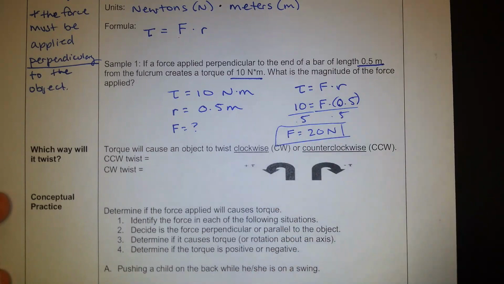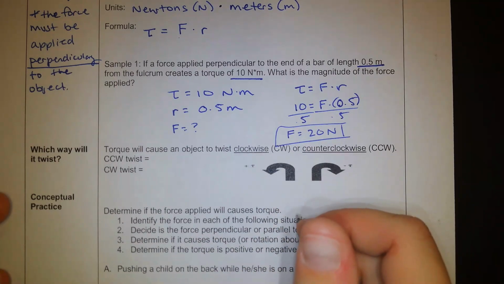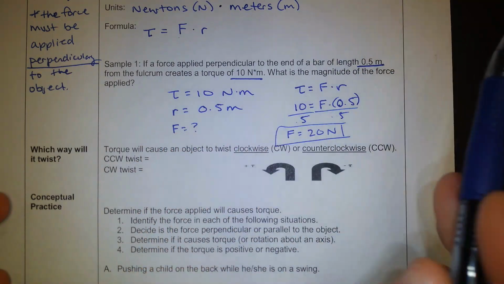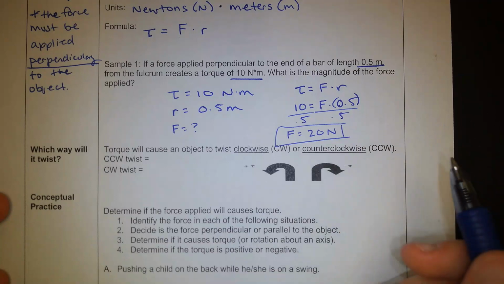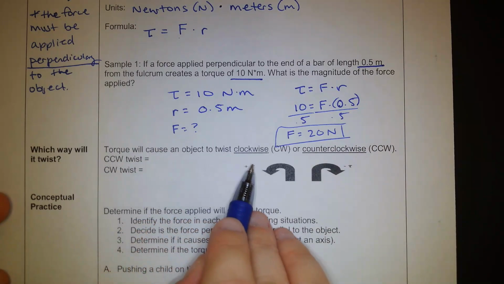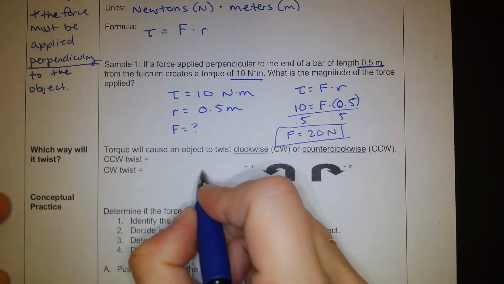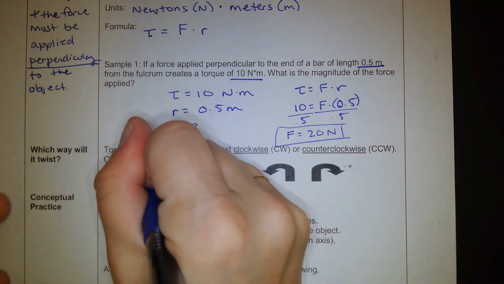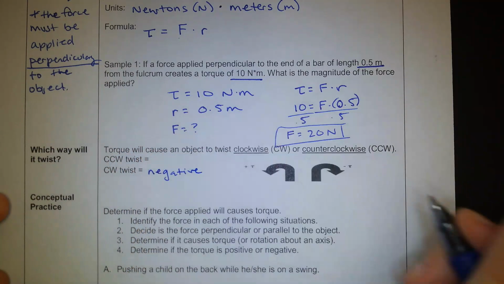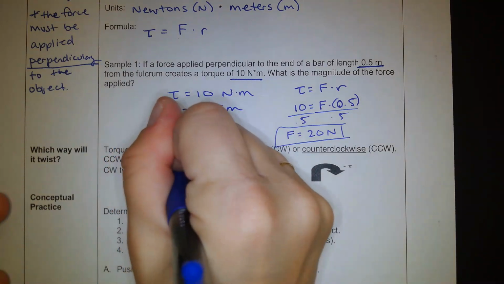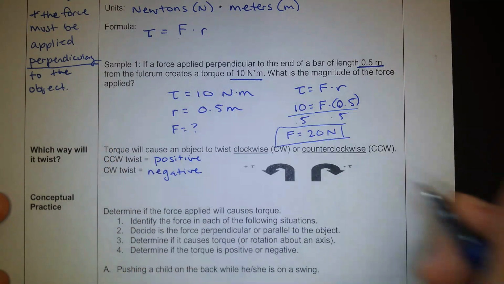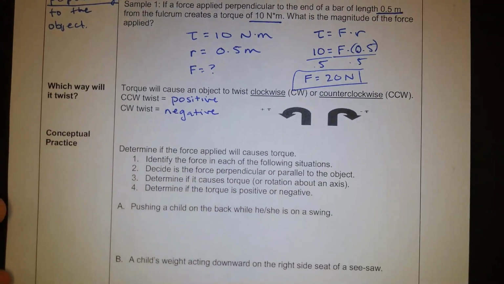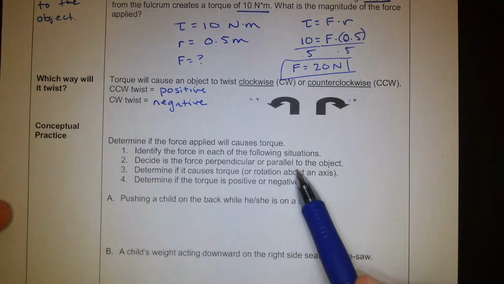Okay. Which way will it twist? This is where we know if it's positive or negative. Because we're dealing with force and radius and distances, we like to have positive and negative directions on it. So torque will cause an object to twist clockwise, in other words, go with the direction of a clock, or counterclockwise. Clockwise is going to be a negative torque, and counterclockwise is going to be positive. It's kind of backwards from what we want to think, where clockwise is positive, right? But no, it's actually opposite. Keep that in mind.